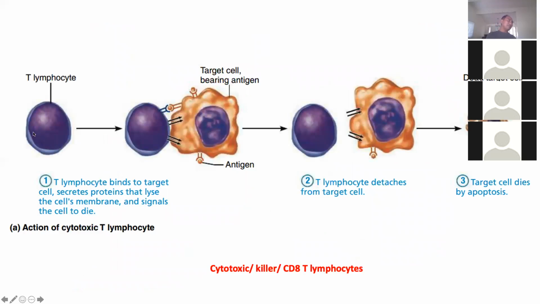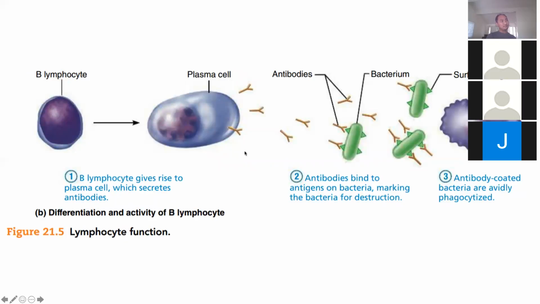So T lymphocyte goes to the target cell, binds the antigen, and then just leaves it, and this target cell will disintegrate. That is the T lymphocyte. B lymphocyte will change into plasma cell. Plasma cell will secrete multiple antibodies, which will go and attach to the antigen, for example bacteria, and the antigen-antibody complex will be cleared by the macrophages.